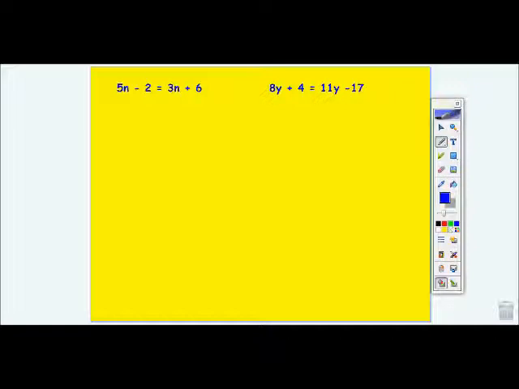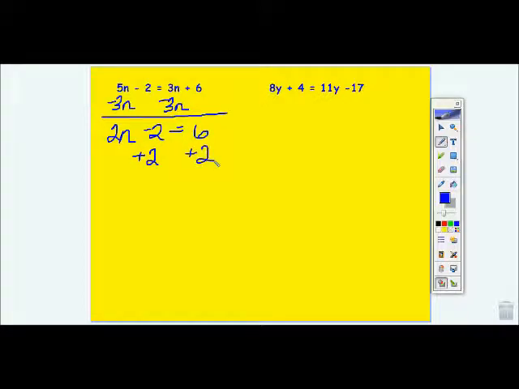We have a couple more with variables on both sides. And this time I'm going to move the 3n over to the left because 5n is larger. Again, there's that equal sign. 5n minus 3n gives me 2n. Minus 2 equals 6. Now I can get my constants together. That equal sign, so I can go back to my balanced equations if I need to. 2n equals 8. Divide both sides by 2, and we get n equals 4.